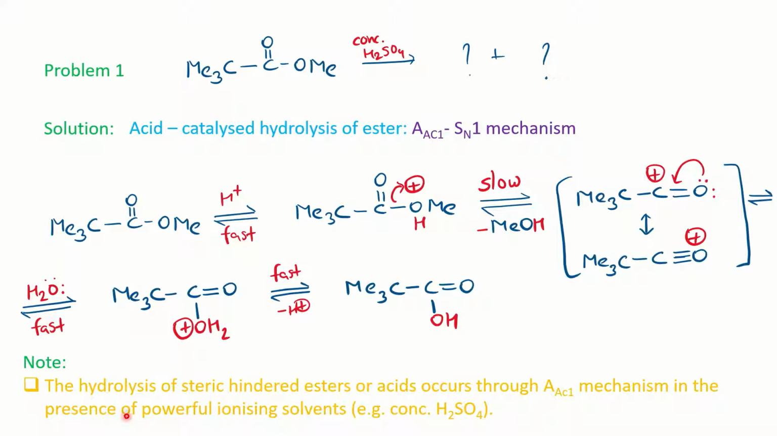Note that the hydrolysis of a sterically hindered ester, you can assume it occurs through the AAC1 mechanism if the solvent has strong ionizing power, like concentrated acids. If it is given to you, you can think of the mechanism AAC1, that is the SN1 mechanism.